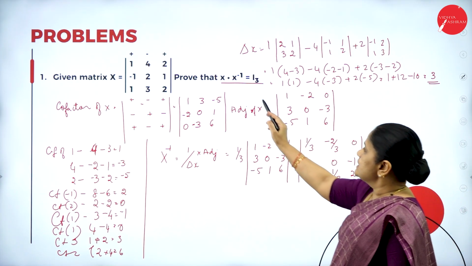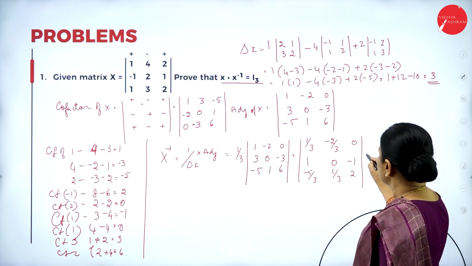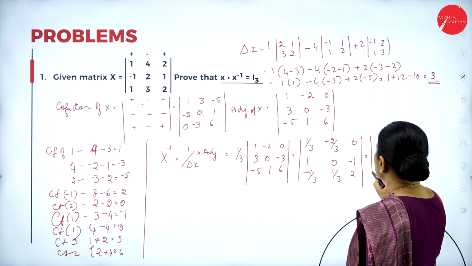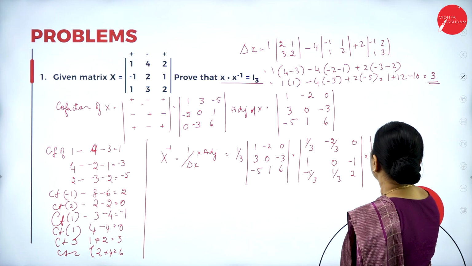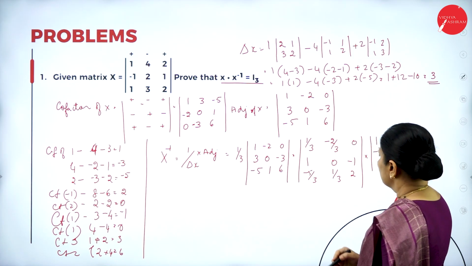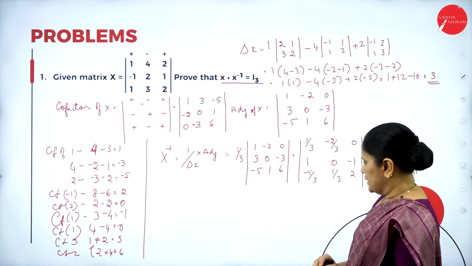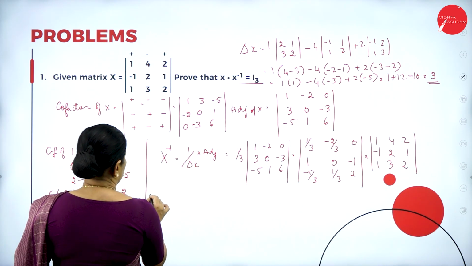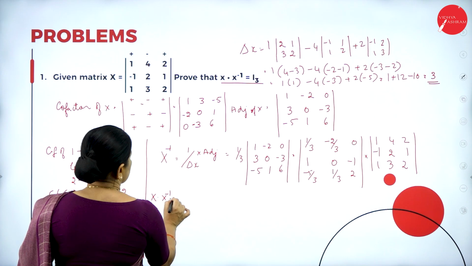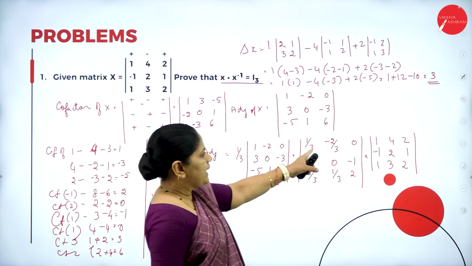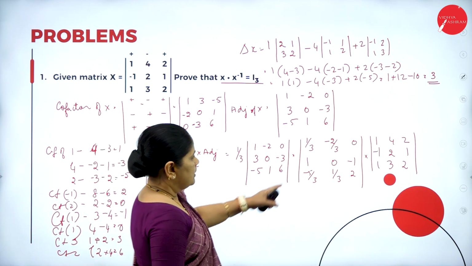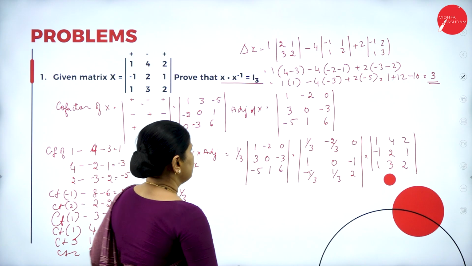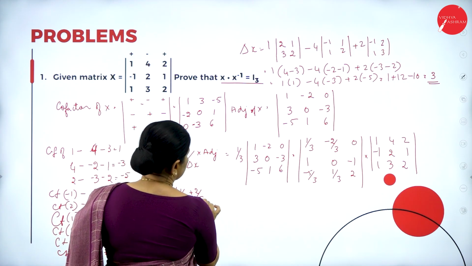Now what they have asked is x into x inverse. Now this into x matrix. So what is matrix x? 1, 4, 2, minus 1, 2, 1, 1, 3, 2. So now I have to multiply these both. So I will get x into x inverse equals, so 1 by 3 into 1, that is 1 by 3. 2 by 3 into minus 1, that will be plus 2 by 3.